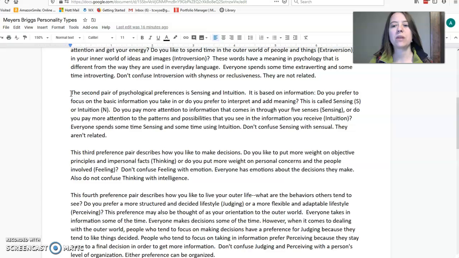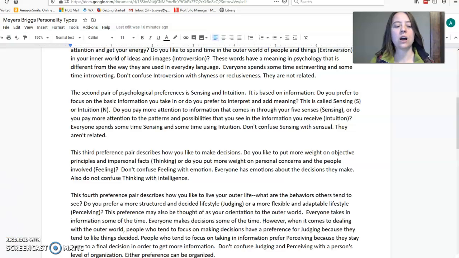It is based on information. Do you prefer to focus on the basic information you take in, or do you prefer to interpret and add meaning? This is called sensing or intuition. Do you pay more attention to information that comes in through your 5 senses, sensing, or do you pay more attention to the patterns and possibilities that you see in the information you receive, intuition? Everyone spends some time sensing and some time using intuition. Don't confuse sensing with sensual, those are not the same.